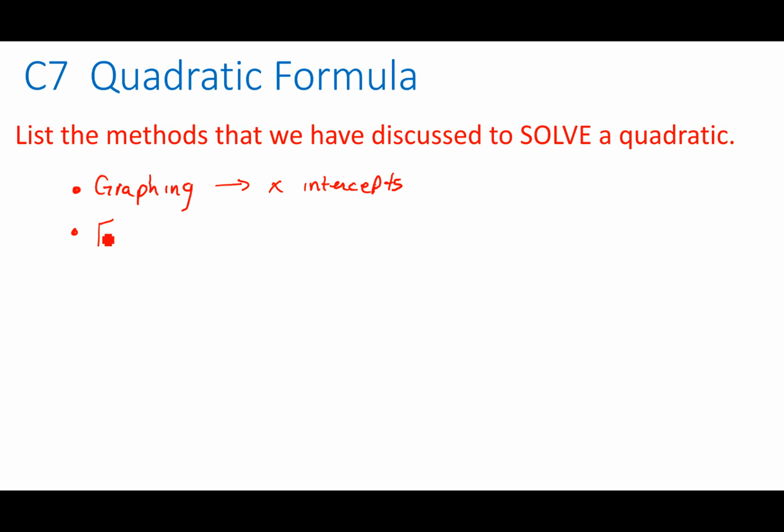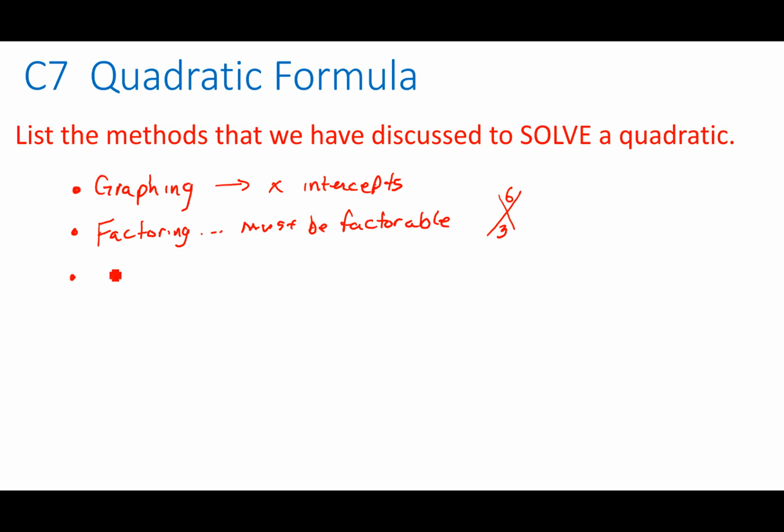We could do factoring, but we have a limitation here that it must be factorable. If it's not factorable, we cannot use factoring. Meaning, if we got something that was, say, 6 that adds up to be 3, that's not factorable. There's not two numbers when I multiply together, I get 6, but add up to be 3. So it must be factorable in order to use factoring.